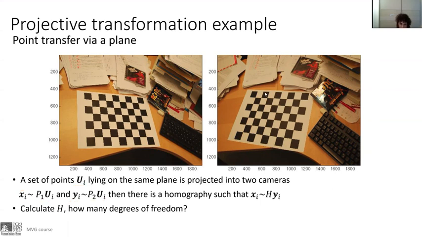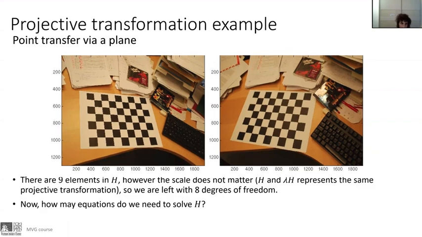Okay, so let's try to calculate how many degrees of freedom we need in order to determine the homography. So for a homography, do you remember how many? If I have a homography, a 3 by 3 matrix with 9 elements, do you have an idea how many degrees of freedom we have? Anybody know?